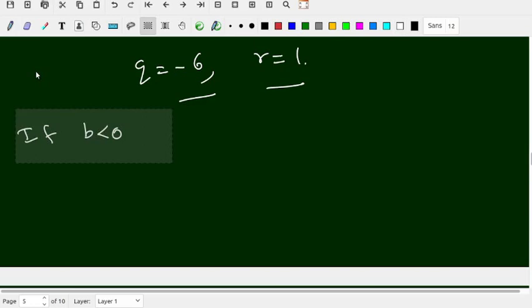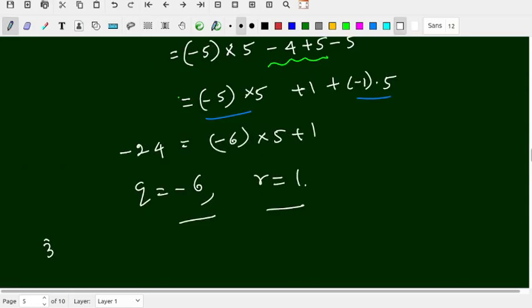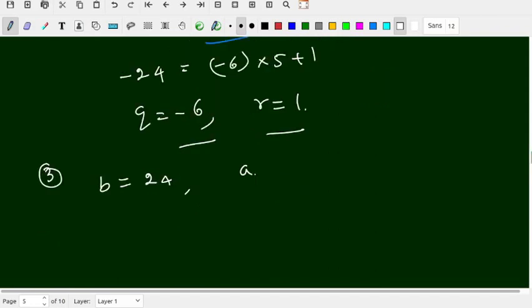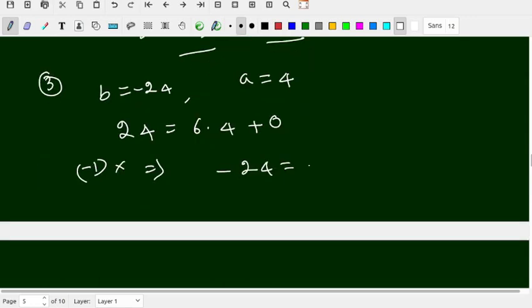Third example, suppose B is minus 24 and A is 4. If I take 24 and divide it by 4, this is exactly dividing, 6 times 4 plus 0 is the remainder. Multiply minus 1 throughout this equation, we have minus 24 equal to minus 6 into 4 plus 0. So here quotient is minus 6 and the remainder is 0.